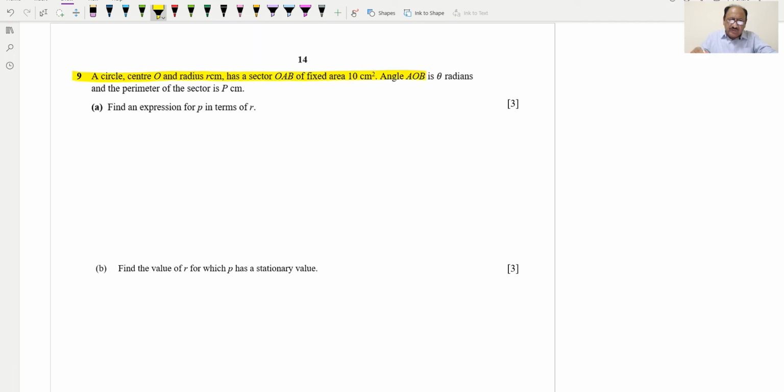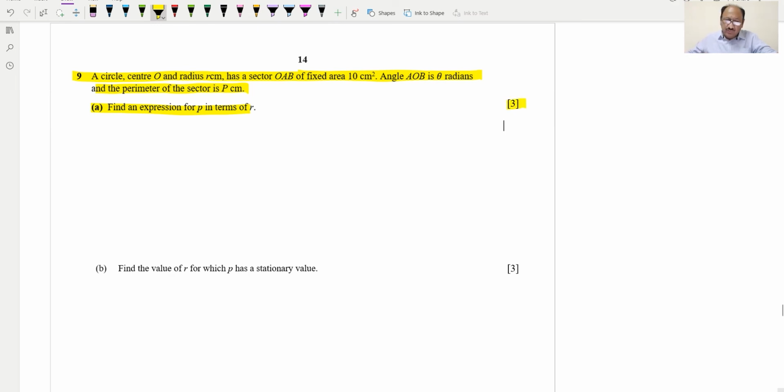Question number 9 says: a circle with center O and radius R has a sector OAB of fixed area 10 centimeters square. Angle AOB is theta radians, and the perimeter of the sector is P centimeters. Find an expression for P in terms of R, and this is a 3 marks question.